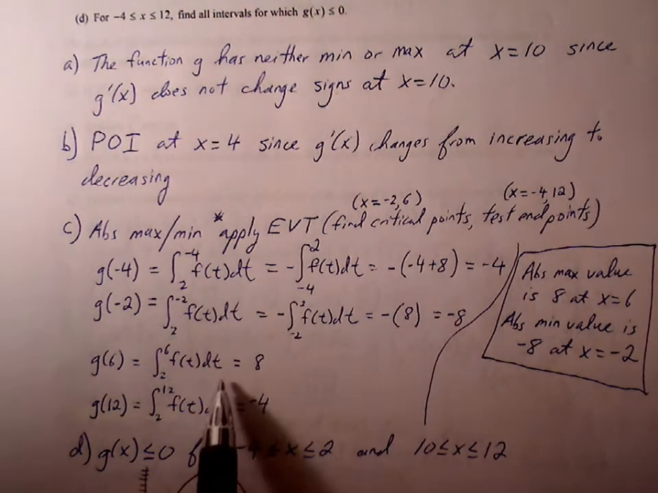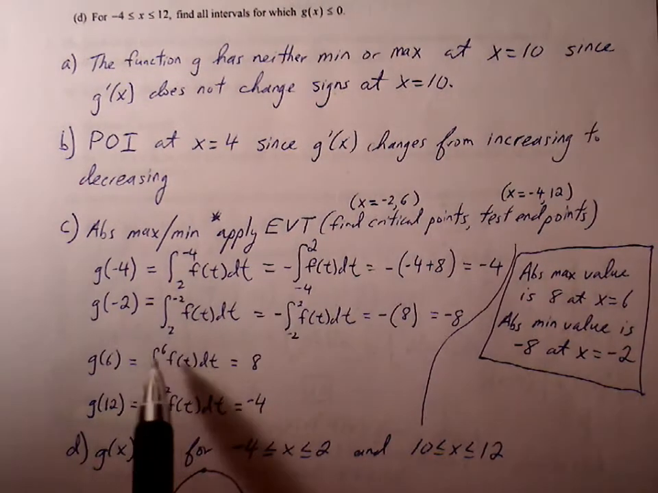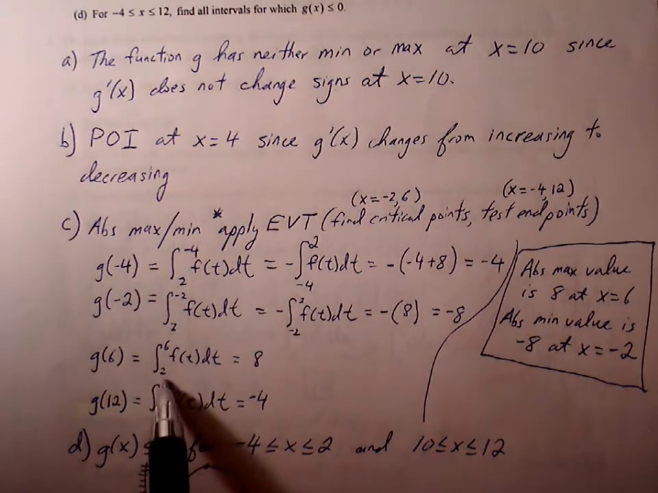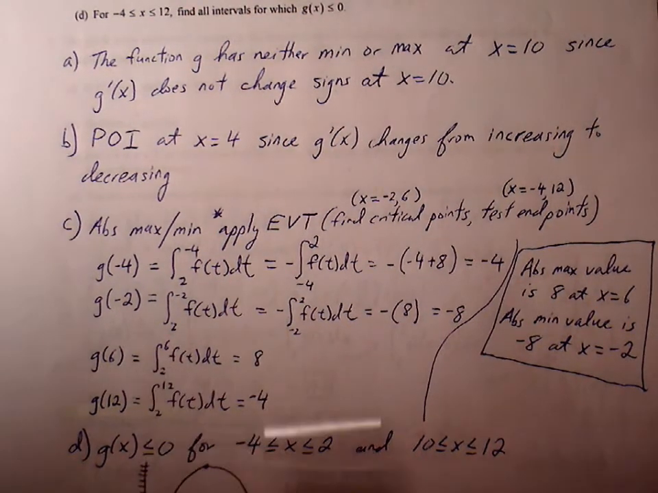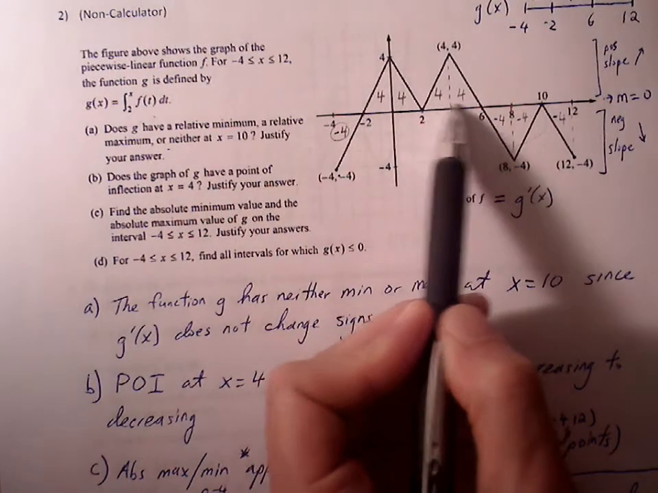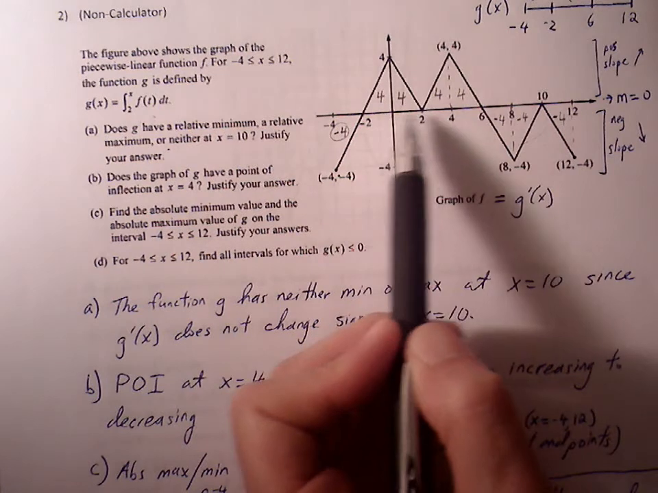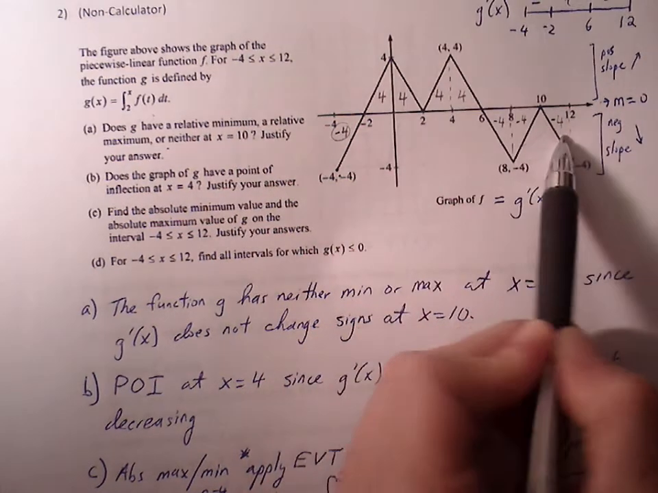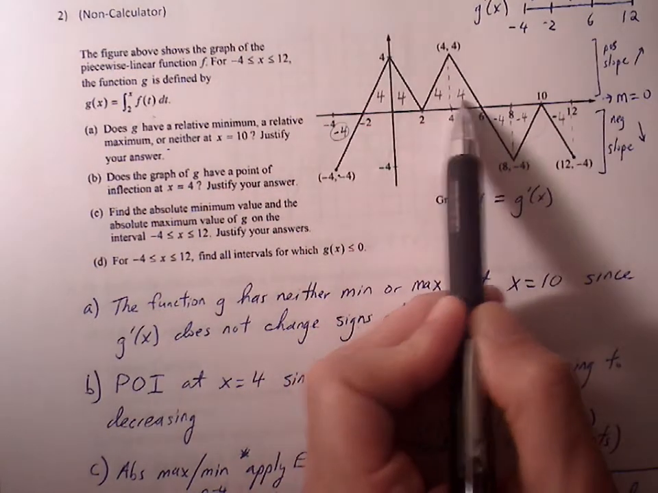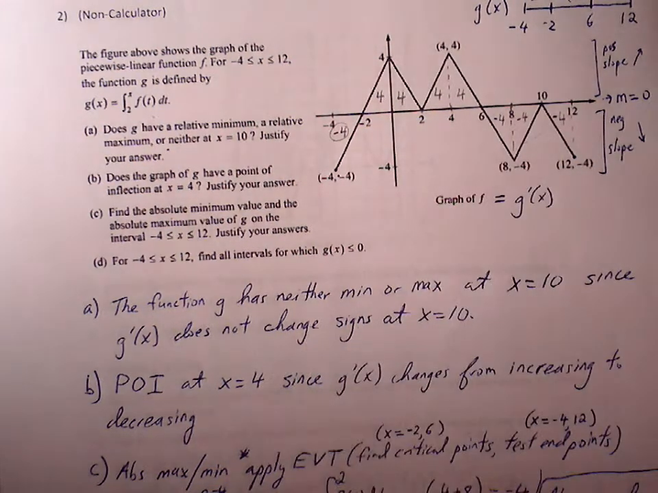Okay, next critical point, g of 6. So to find the definite integral from 2 to 6, there's no need to flip the bounds. It's already in order from smaller to larger. So from 2 to 6, we total those regions to be 8. And then finally, g of 12, we want to span from 2 all the way to 12. So this 8 and this negative 8 will cancel each other out. We're just left with negative 4.